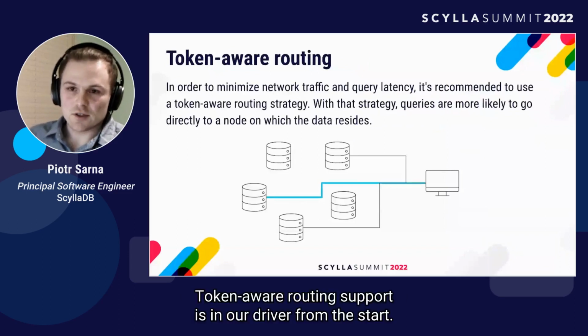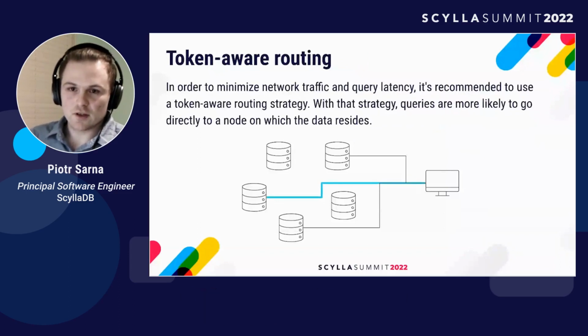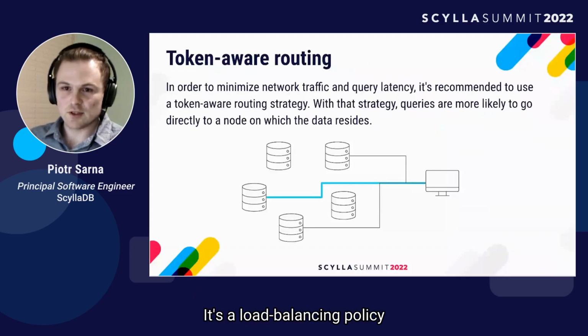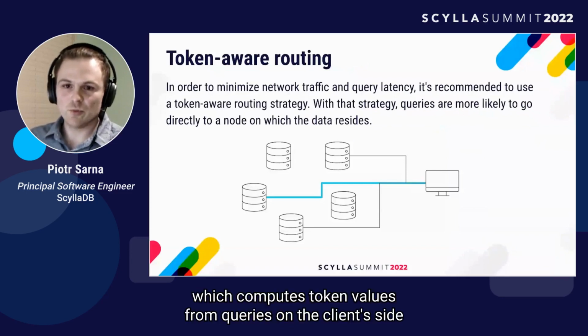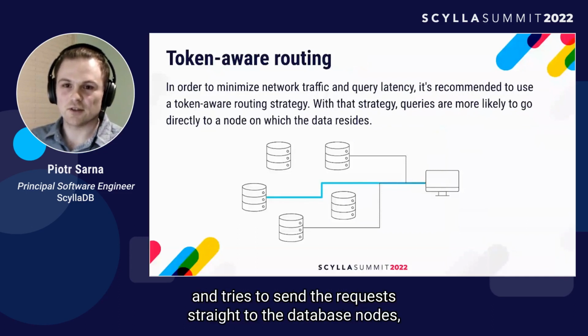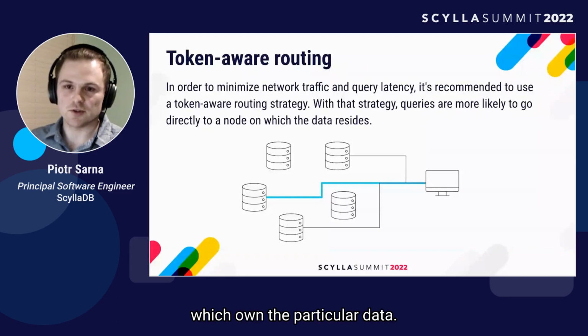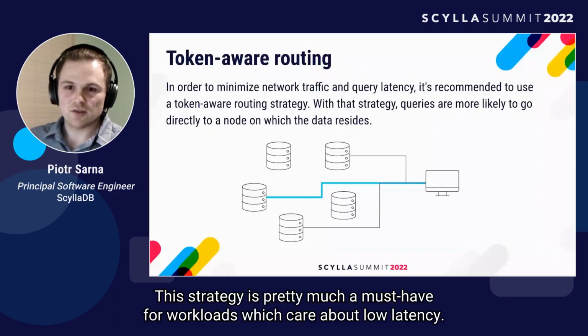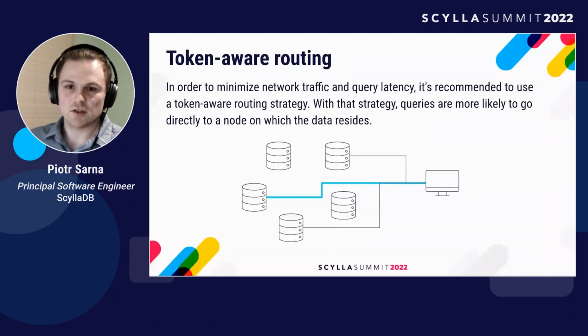Token-aware routing, supported in our driver from the start, is a load balancing policy which computes token values from queries on the client side and tries to send the requests straight to the database nodes which own the particular data. This strategy is pretty much a must-have for workloads which care about low latency.